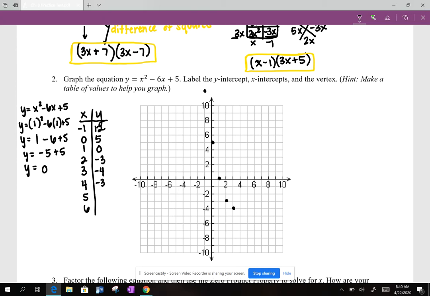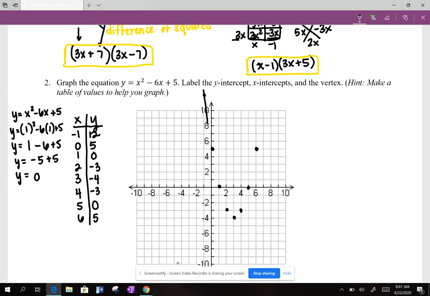Okay, if you plug in 5, you should get 0. And if you plug in 6, you should get 5. So let's add those points. 4, -3, 5, 0, 6, 5. Okay, now we can see the shape. So let's connect these points.